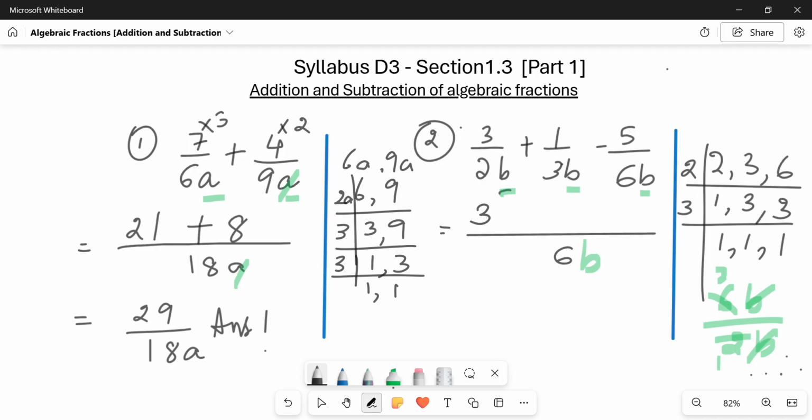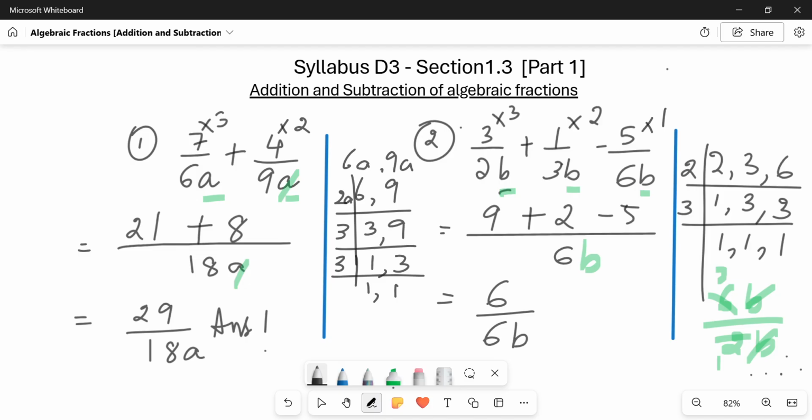Now let's solve the other one. 6B divided by 3B. B and B cancel, and 3 what's are 6? 3 twos are 6. Okay, sorry, I made a mistake here. The 3 is supposed to be here. My bad. And here 2, and here 6b divided by 6b gives you 1. Now finally multiply the division answers with the numerator. 9 plus 2 minus 5, right? So 9 plus 2 is 11. 11 minus 5 gives you 6, right? Over 6b.